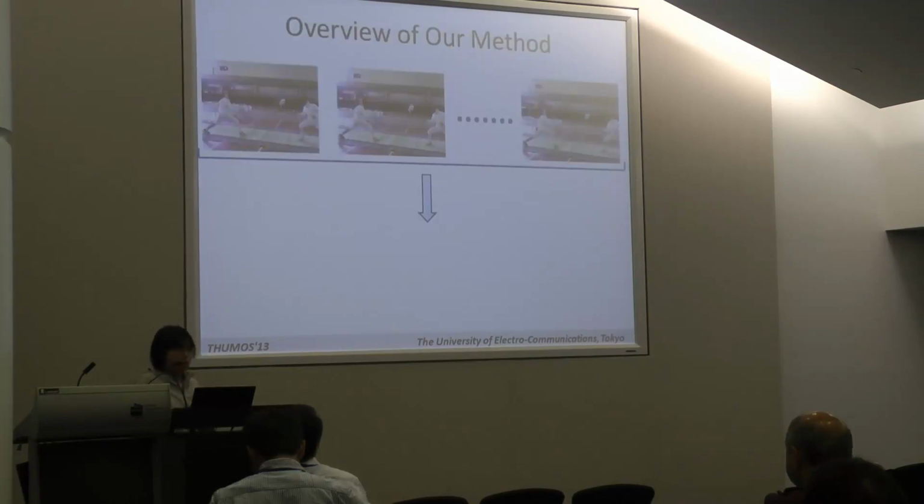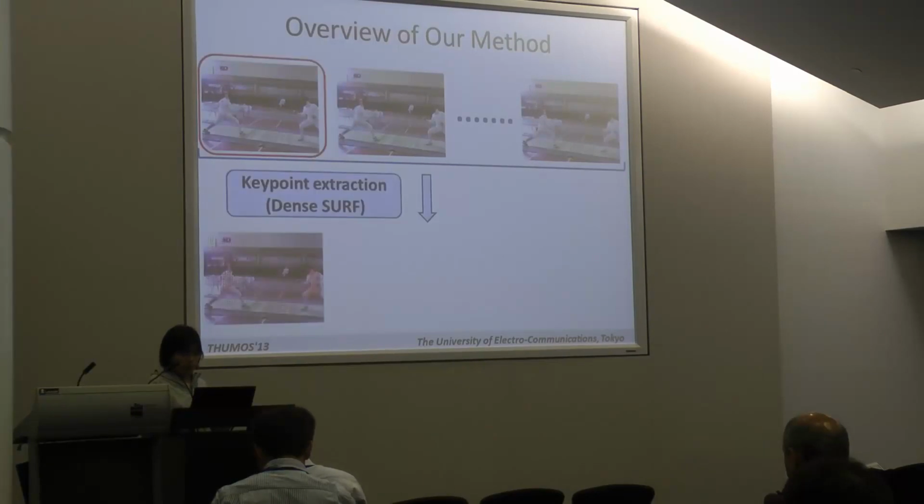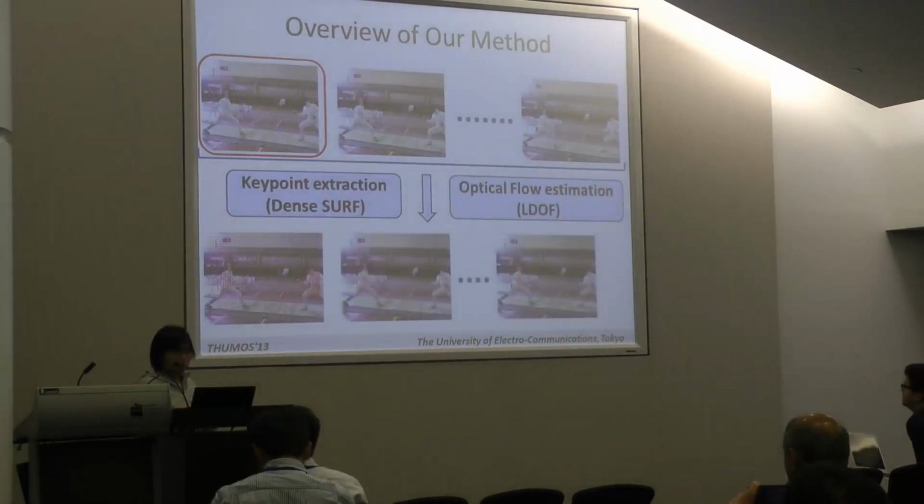Here I use a frame set of a fencing action to illustrate our method. So first, from a frame set, we extract the key points using dense sampling, and then we estimate the optical flow using large displacement optical flow. Here the key points and their flow vectors are indicated by the red dots.